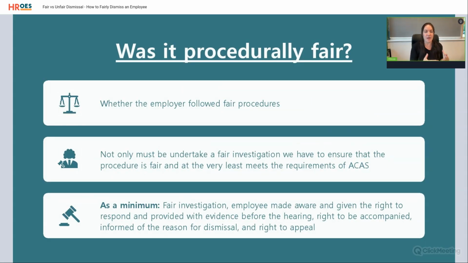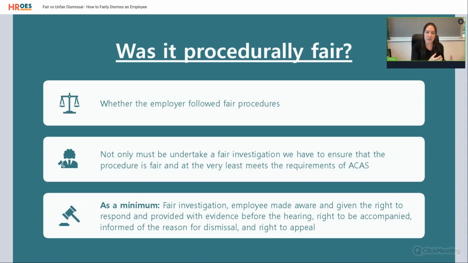So have we followed fair procedures? Not only have we got to undertake a fair investigation, but we also have to ensure that the procedure is fair and at the very least meets the requirements of ACAS. So as a minimum, we need to make sure that we've done a fair investigation, the employee has been made aware and given the right to respond and provided with evidence before the hearing. So we don't present them with the evidence at the hearing, we don't accuse them on the day, and we don't give them a heads up of what it is that they're on the hook for, and then once they're in the meeting go, aha, we've got evidence that contradicts everything you've just said.